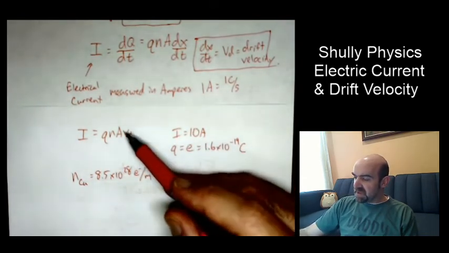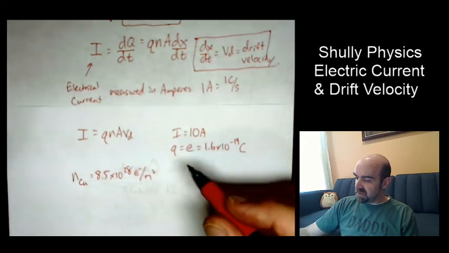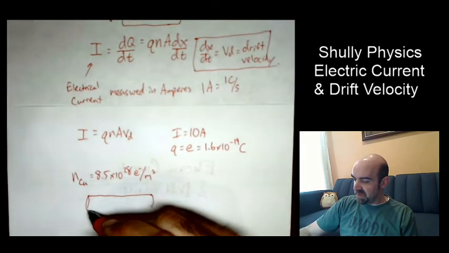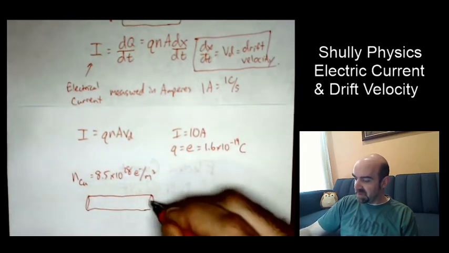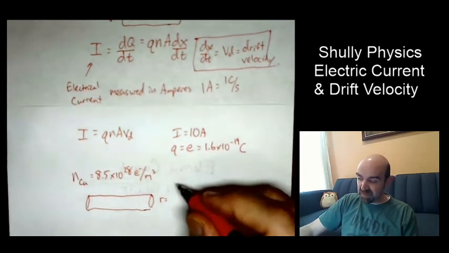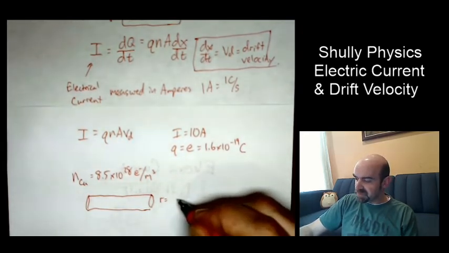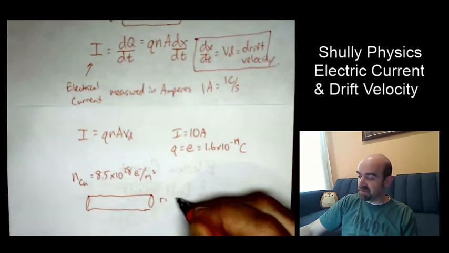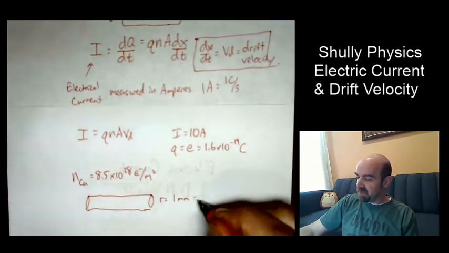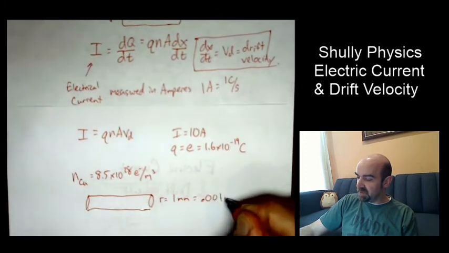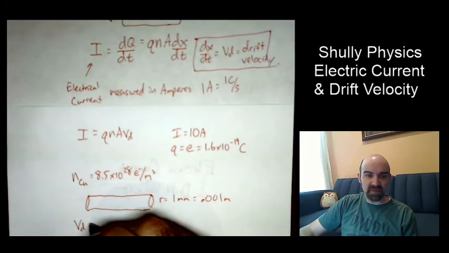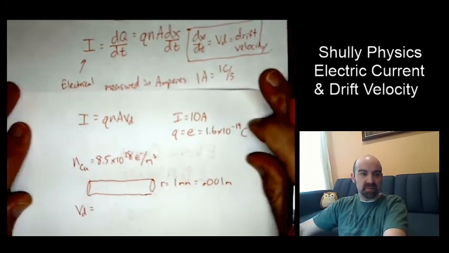We need to define our wire here. Our wire might have some kind of length, but let's give it a radius, make it real small. Some of those wires can be tiny. Let's go with a millimeter, which we'll define as 0.001 meters. So we can determine a drift velocity from this.